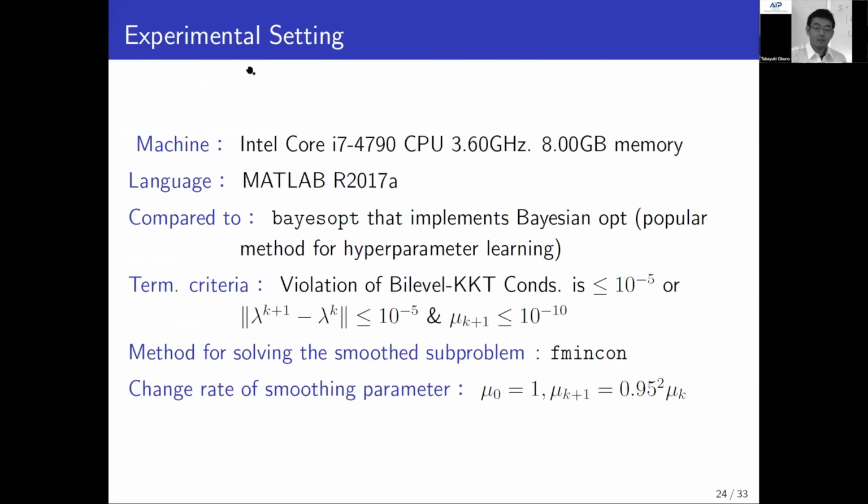This is our experimental setting. We implement our algorithm using MATLAB, and we make a comparison of our method with Bayesopt, which implements Bayesian optimization. We use the bi-level KKT conditions as a termination criterion, and we use the fminunc MATLAB solver for solving the smooth subproblem. We change the smoothing parameter like this.